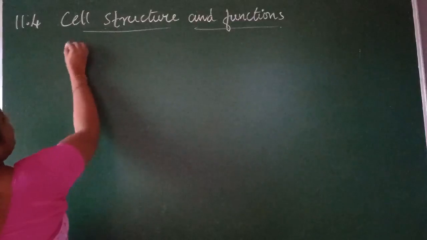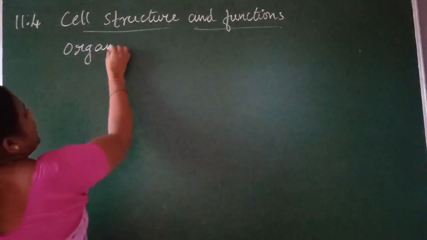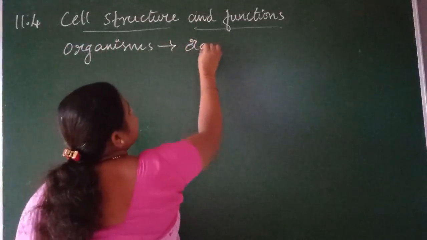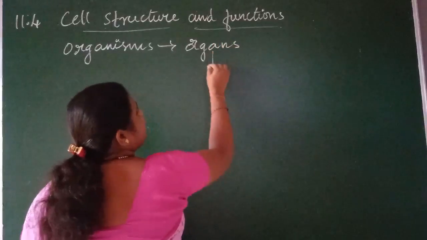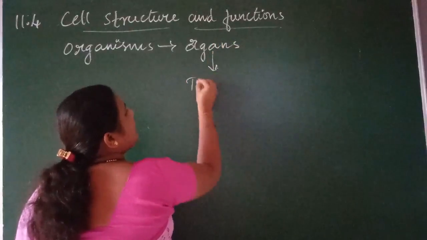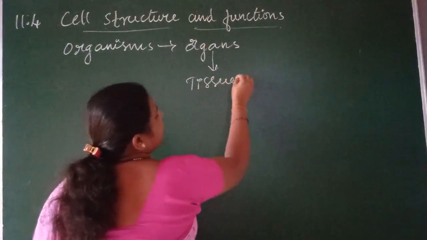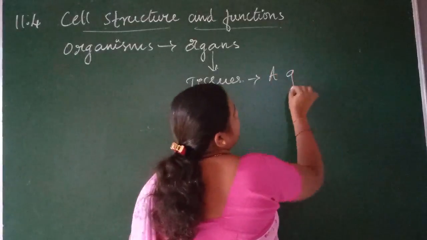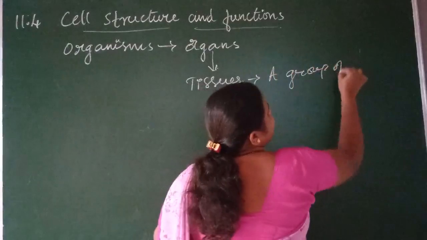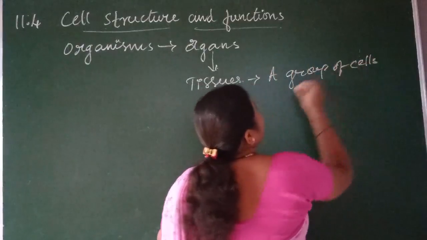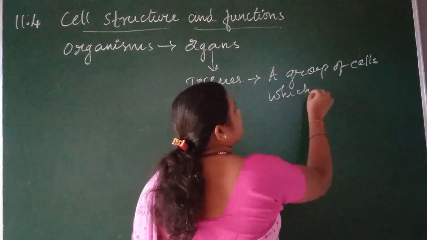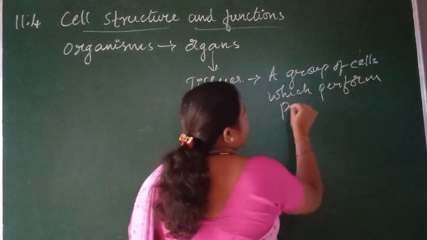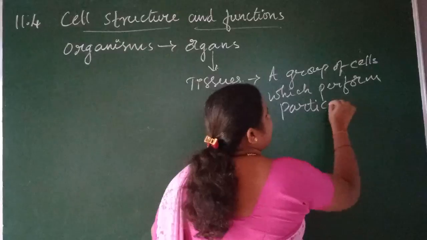Isn't it, children? We know that organisms consist of organs. How do these organs form? By tissues. Then what are tissues? A group of cells, children, a group of cells which perform a particular function.